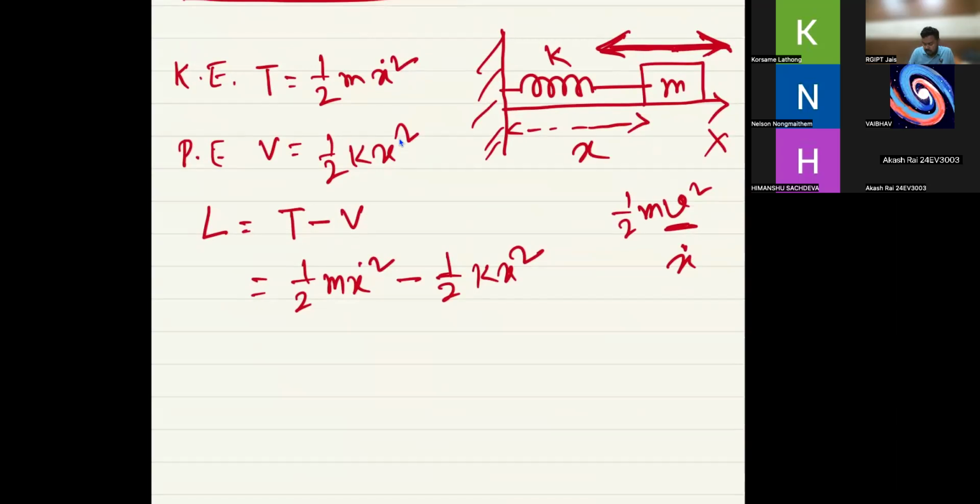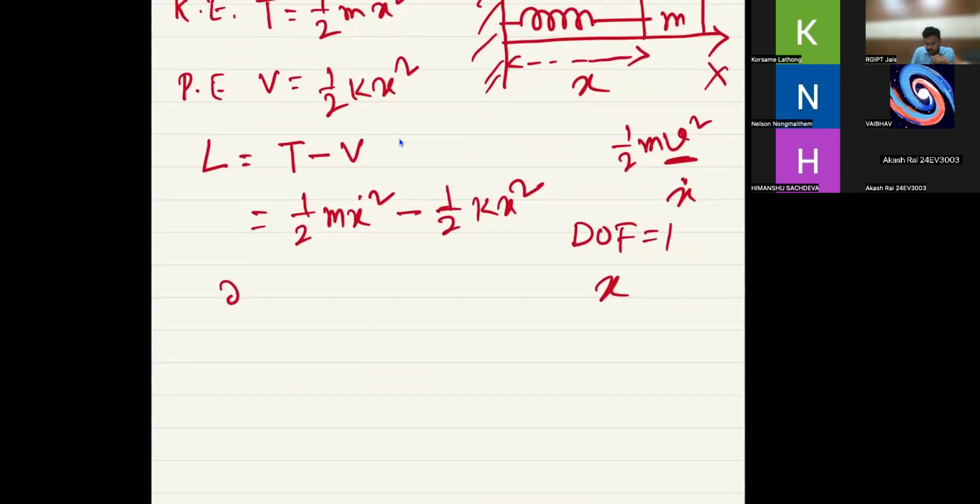DOF is 1. And what is the generalized coordinate in this case? The generalized coordinate is simply x. If you know x, you know everything here. Okay, so we need to find del L del qj dot.